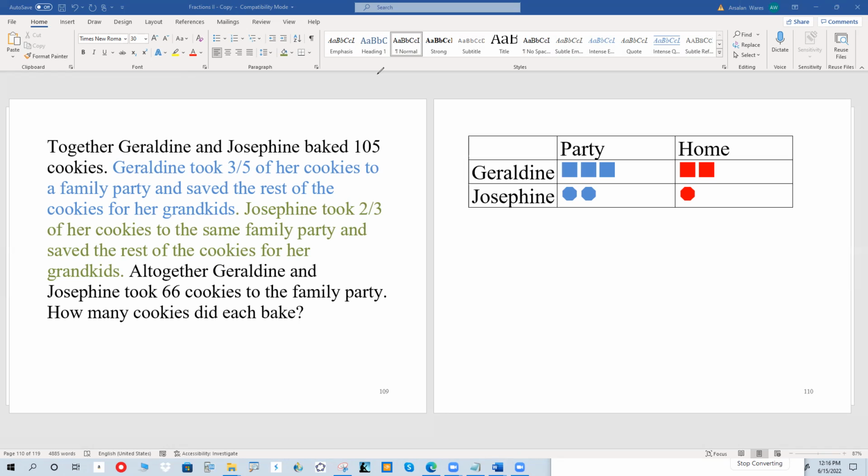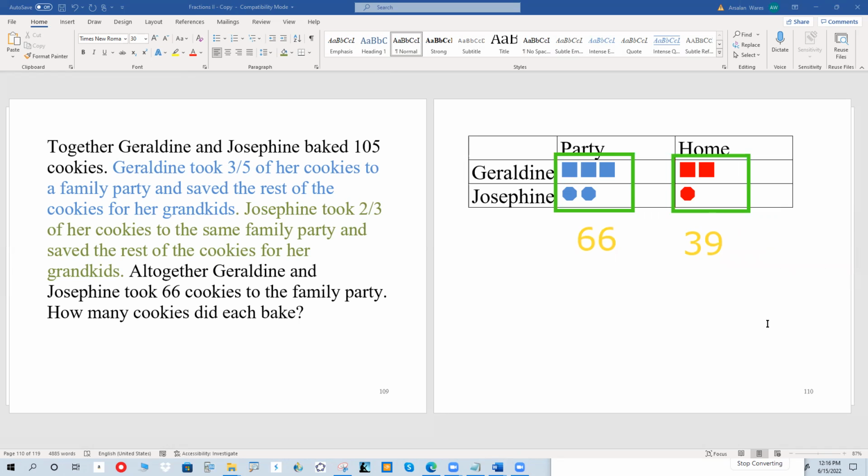66 and 105. This has to be 66. This has to be something. This is 66. And this has to be 105 minus 66. I am using my calculator. 39.